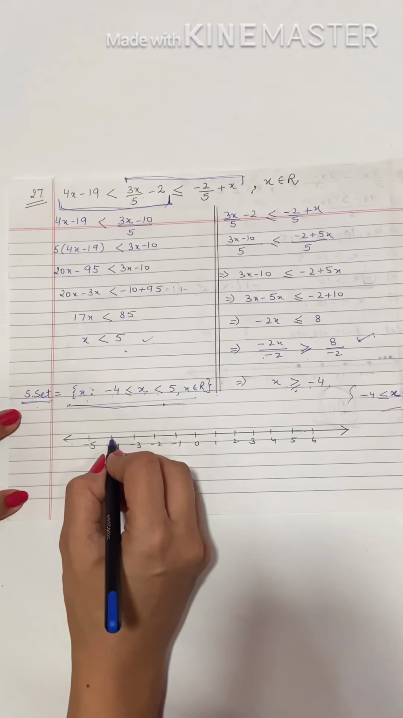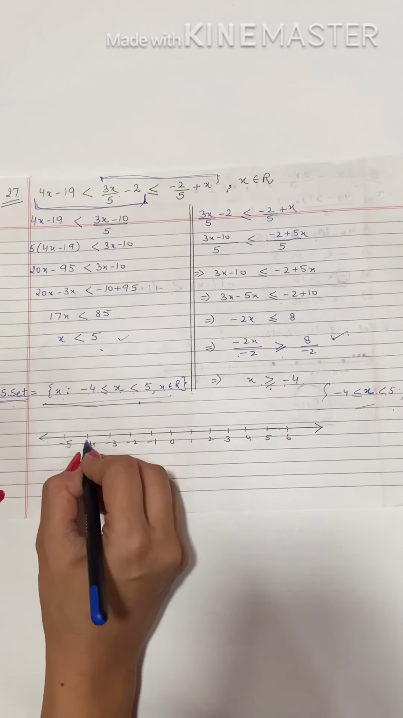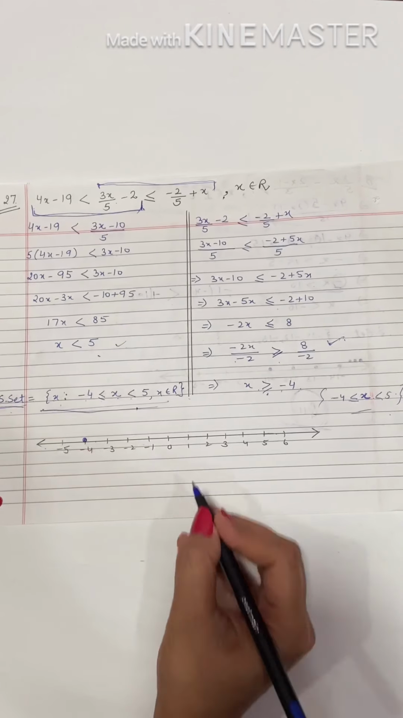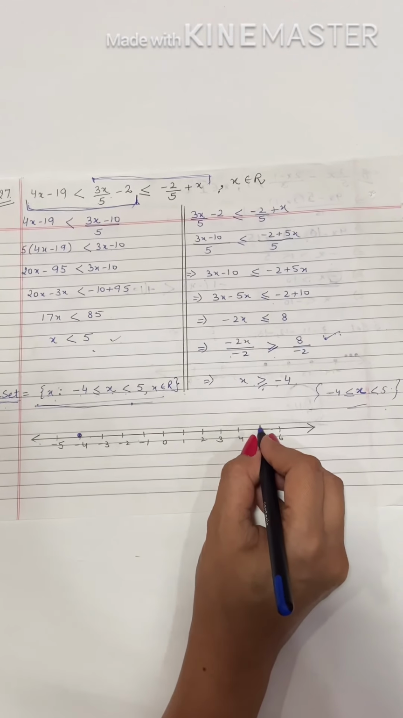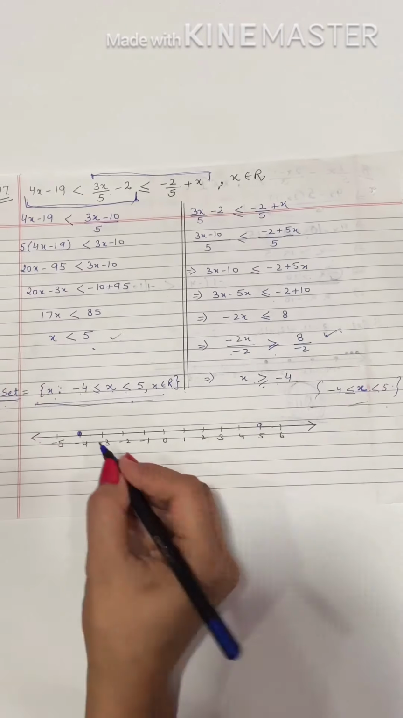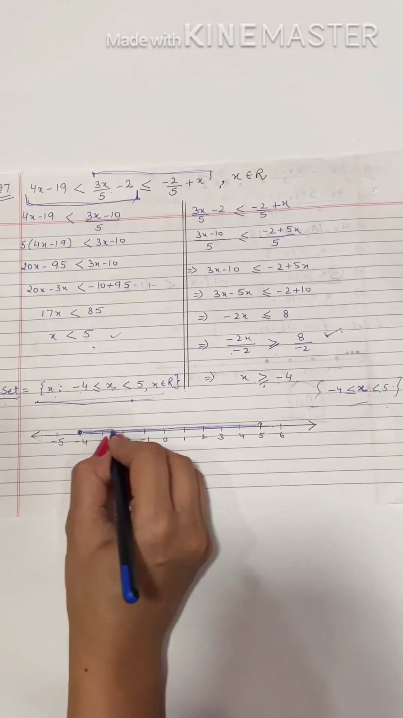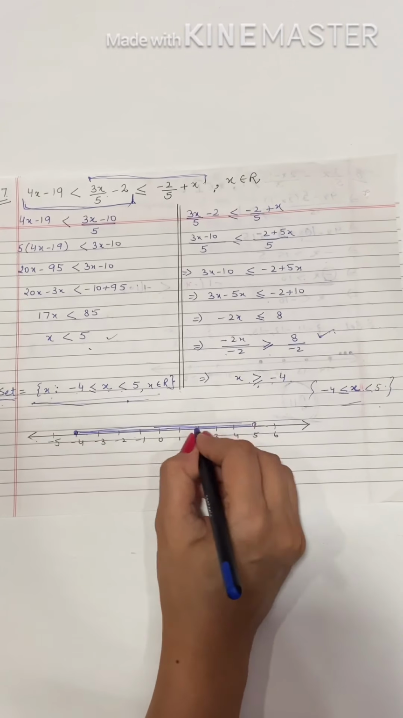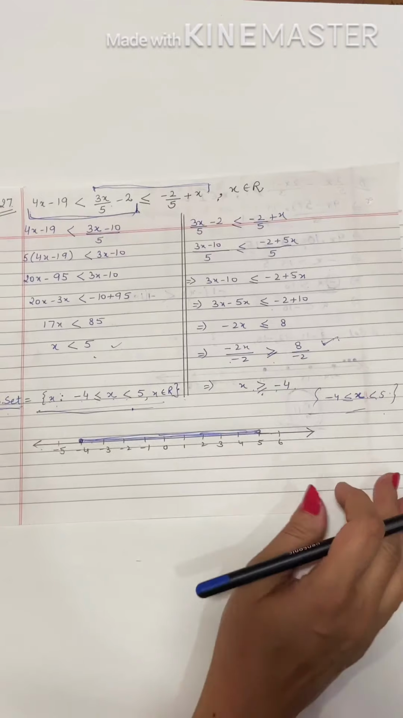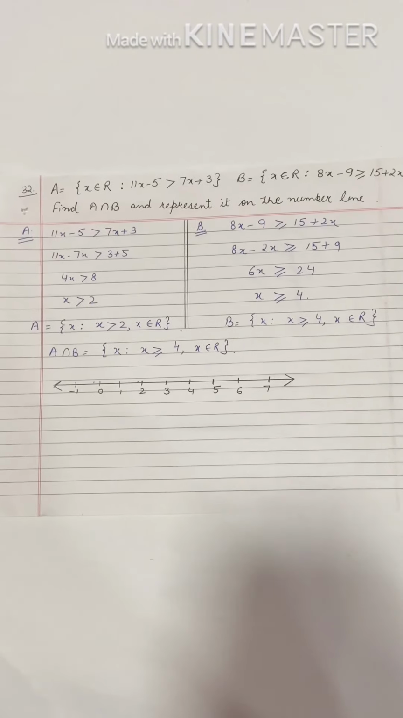Now see the representation on the number line. Minus 4 is included here, so a dark circle on minus 4. 5 is not included, so a hollow circle on 5, and between them darken the complete number line. So this is the solution: greater than or equal to minus 4 and less than 5 we are having. Okay, now see the last question we have here, question number 32.